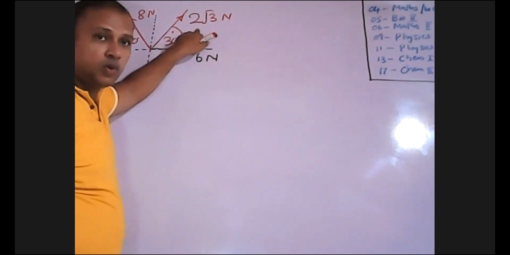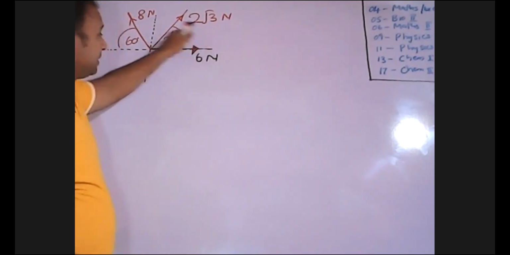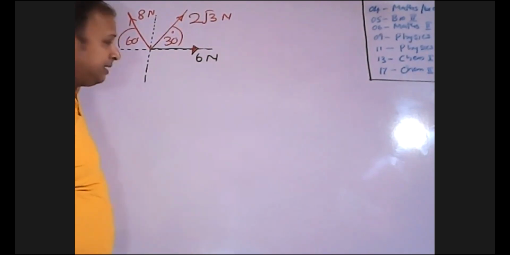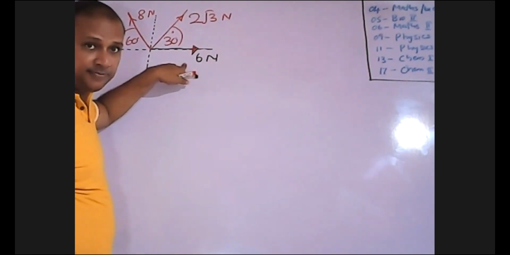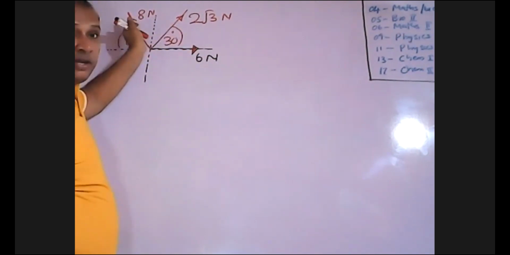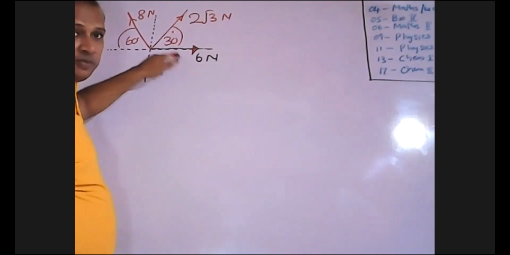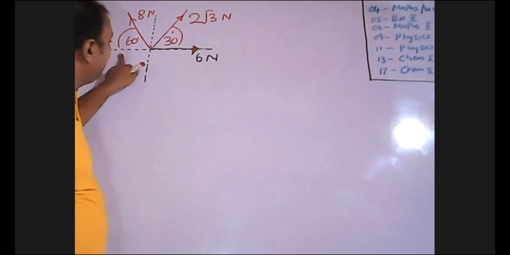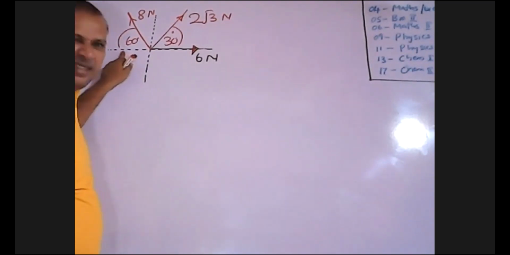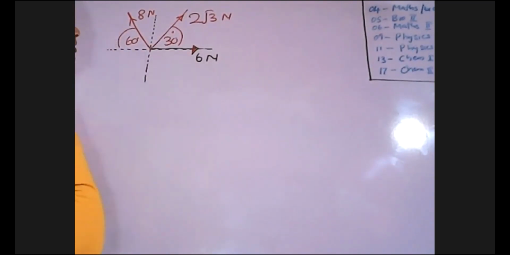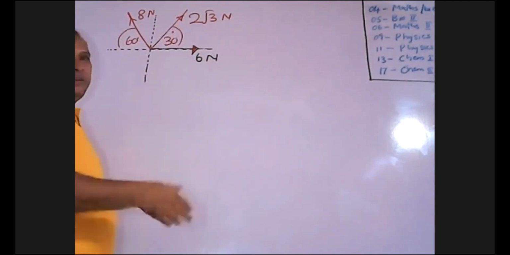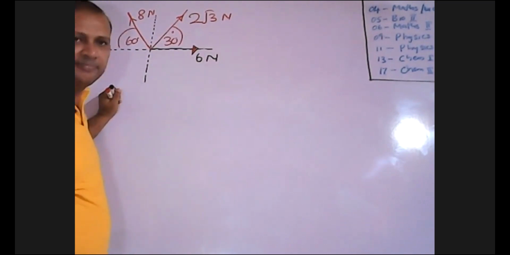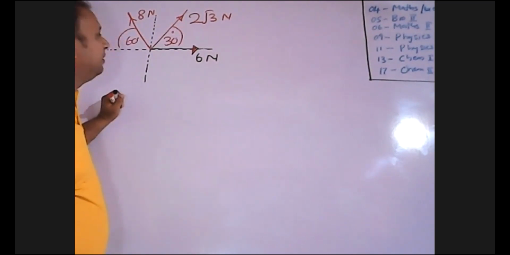And the force is 2√3. Then the third force creates a 120 angle with the 6 Newton force. So if it creates a 120 angle with the 6 Newton force, this one is equal to 180 minus theta. Therefore, it is equal to 60. Okay. So don't take 120 here, take 60 here. That is 60.